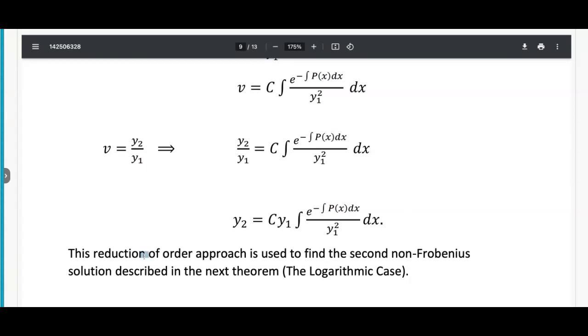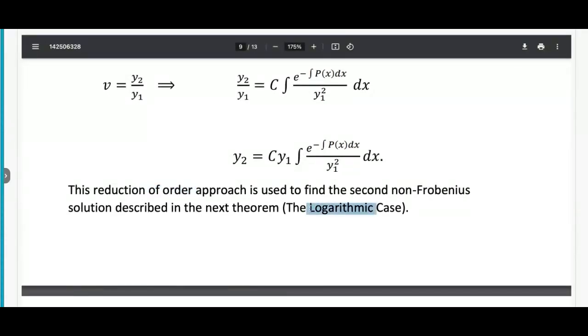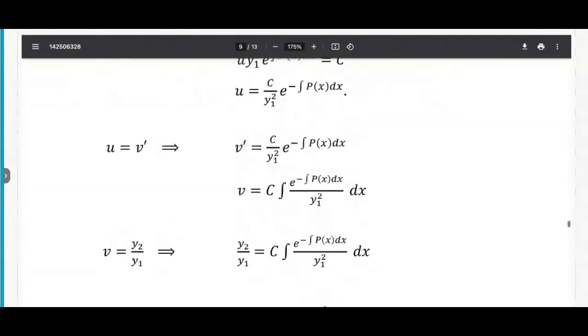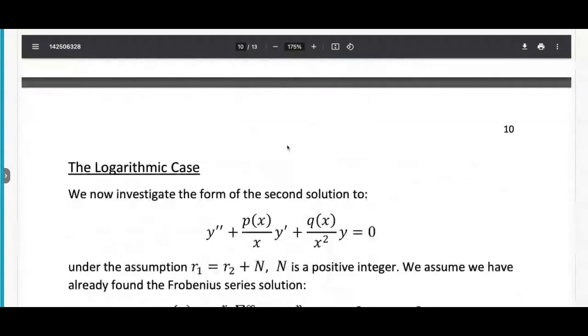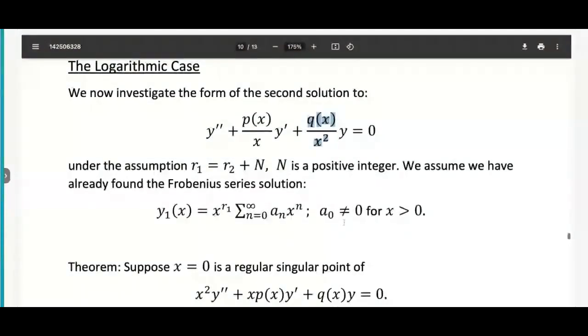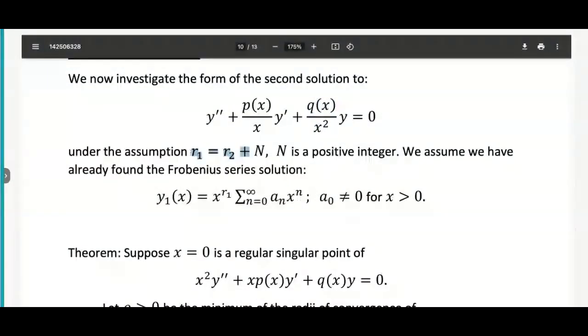Okay, so this reduction of order approach is used to find the second non-Frobenius solution described in the next theorem, the logarithmic case. So the above one is a non-log case. So this one is the log case. So let's see this form again. So we have this capital P, capital Q form, under the assumption that the two characteristic solutions differ by an integer, a positive integer.